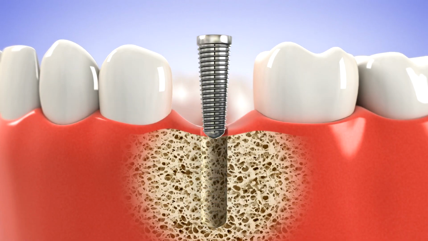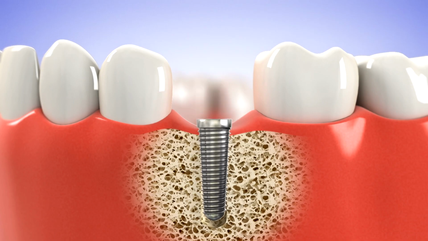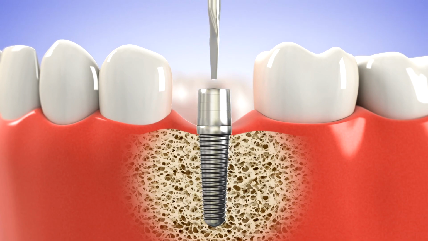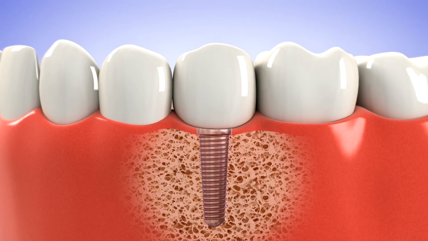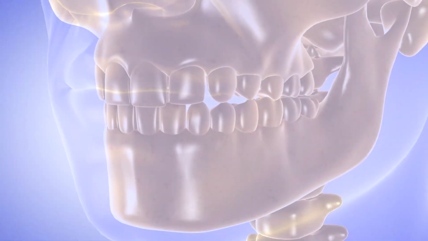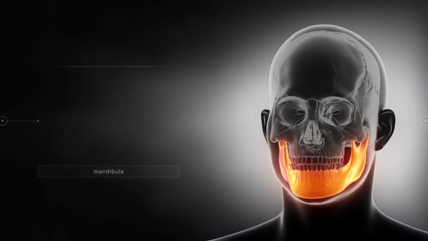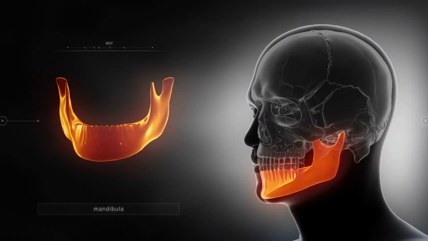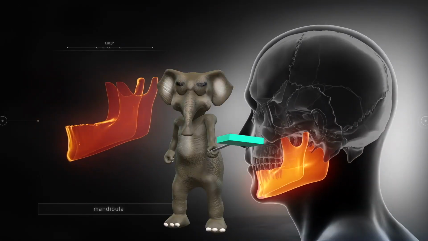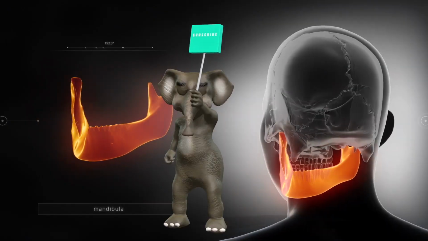Ideal candidates for dental implants have healthy gums, sufficient bone density, and good oral hygiene. Even if you have certain health conditions, such as diabetes, you may still qualify for implants with proper management. The cost of a single dental implant in the US typically ranges from $3,000 to $6,000, depending on the complexity of the case and your location.